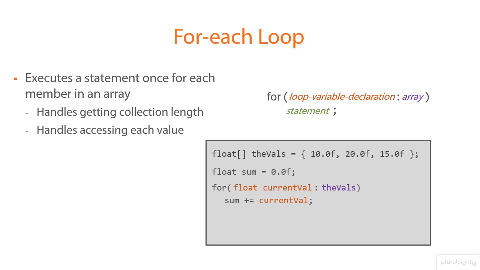What will happen is that the first time through that loop, current val will have a value of 10.0, which would make sum 10.0. Next time we come around the loop, current val will have a value of 20.0, making our sum 30.0. Next time through the loop, current val will have a value of 15.0, making our sum 45.0. So we would print out 45.0.